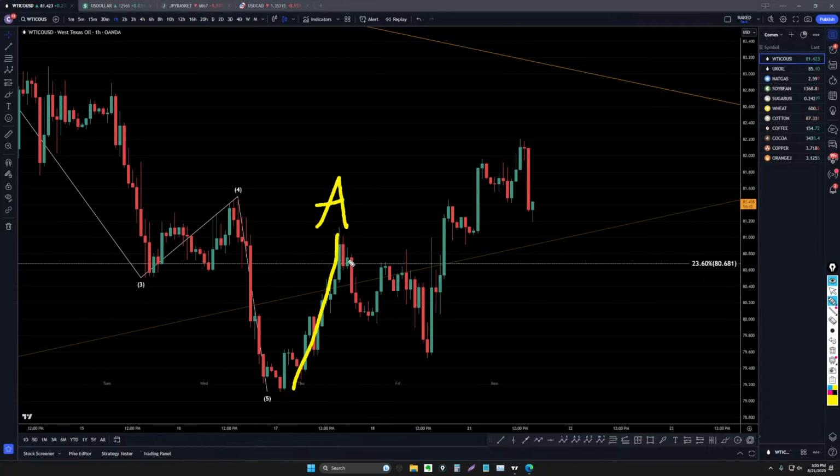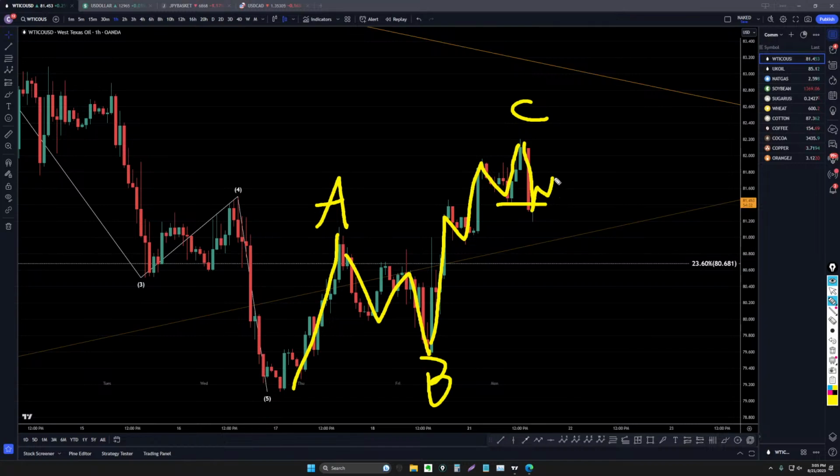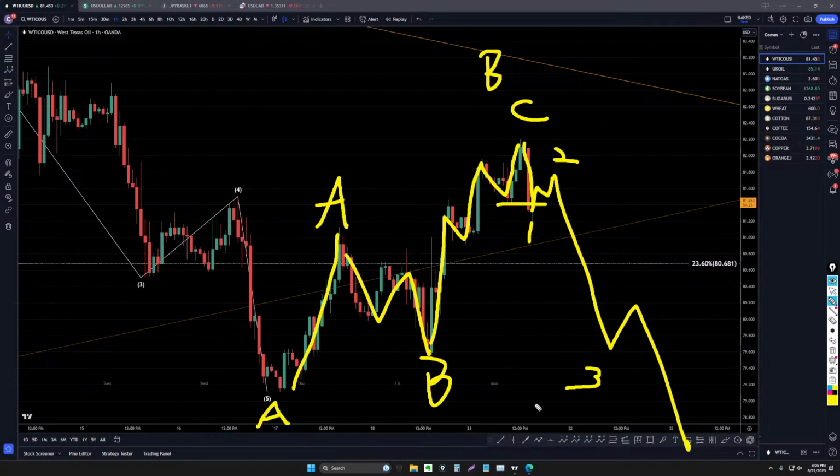Uptrend A, ABC, B, 1, 2, 3, 4, 5. Definitely a little overlapping, but that makes sense because it's probably a wave C. We just got a break of structure. Now it's probably going to pull back to a 50, 61%, and then bam, eventually keep on going. 1, 2, and 3 of wave C. This is an A, this is an ABC, a B, and then back down for a wave C.